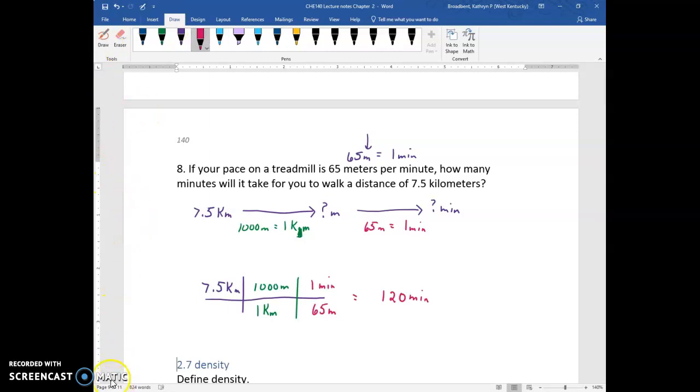Okay, so that finishes up that chapter. The next chapter we'll be talking about density.